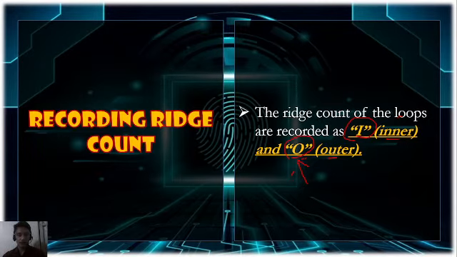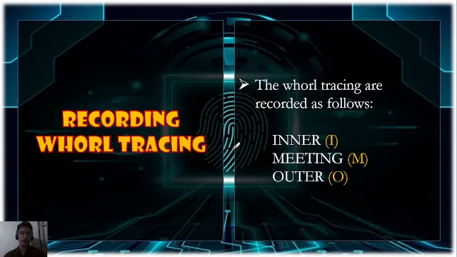And then as we all know, okay, parehas lang po yung ruling dun sa recording ng whole tracing na napag-aralan natin. So yung IMO, tatlo: Inner, Meeting, and Outer. Okay, I stands for inner, M stands for meeting, and O for outer. Okay, so ngayon, yun yung mga symbols po na ilalagay natin sa classification formula, classification line.